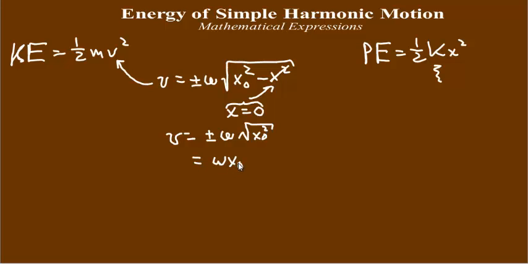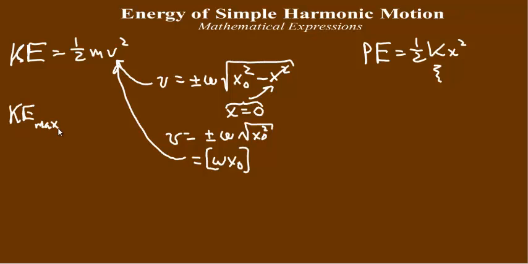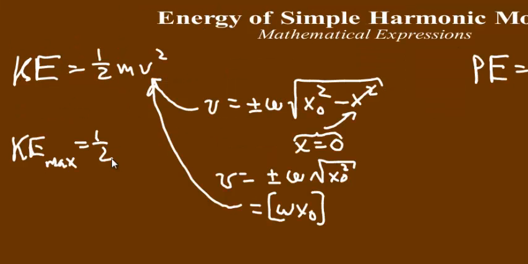So what we're going to do is take that and substitute it into here. This is where we get a new expression for maximum kinetic energy, right? 1/2 m omega naught squared x naught squared. So now I have an expression for maximum kinetic energy. We can use that to derive an expression for potential energy by using the total energy.